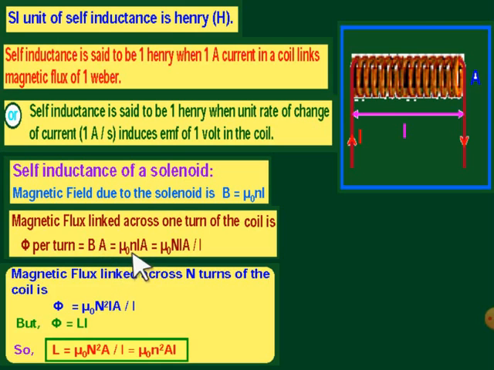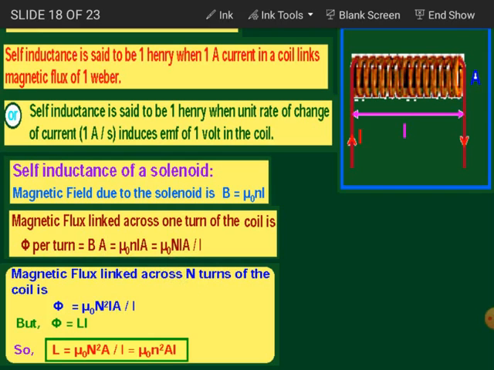This B will be equal to mu naught n I. If you replace all those things, then B is equal to mu naught N I by L. Where is it coming from? We know that small n is the total number of turns per unit length, so n will be equal to N by L. Instead of small n, you need to replace it by capital N by L. Here small l is the length of the solenoid, and capital I is the current flowing through the solenoid.